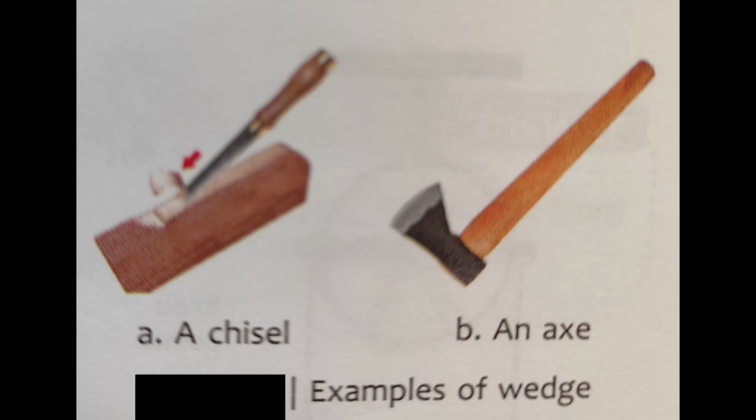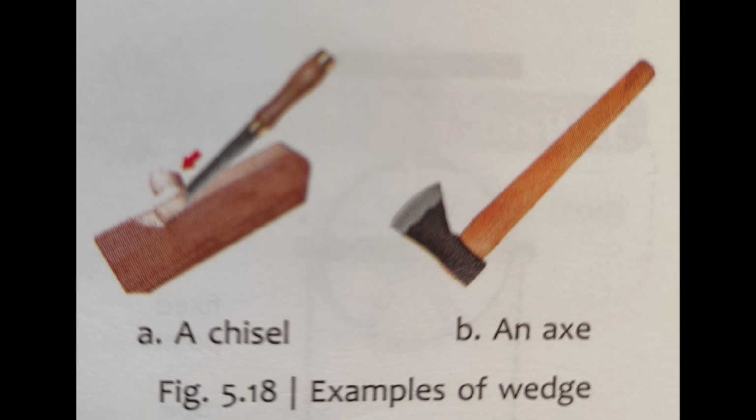Here you can see the chisel and the axe. This is the example of the wedge. Now you see the screw. Screw is also a very good example of the simple machines.